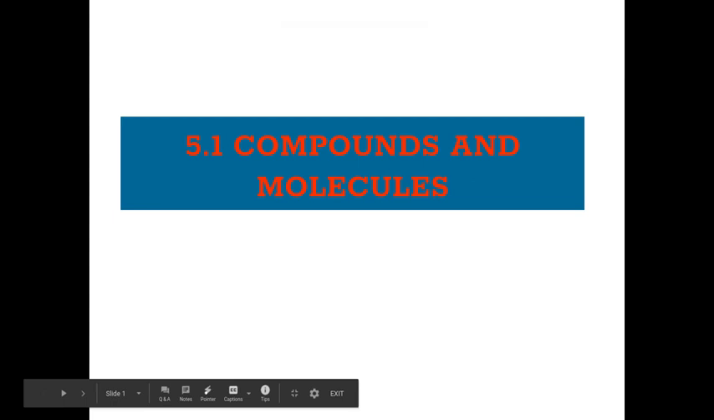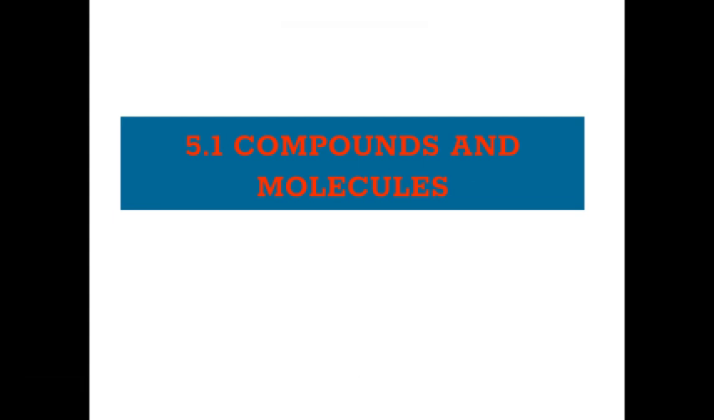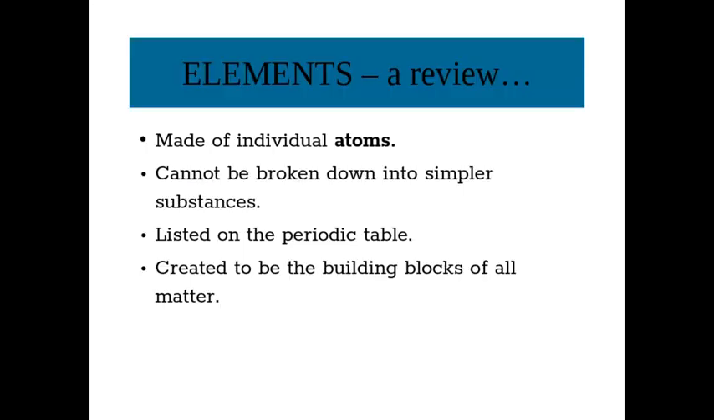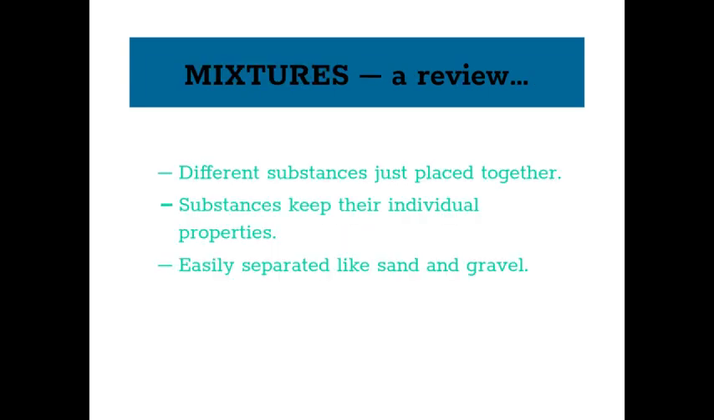Alright, guys, today I'm going to cover the beginning of chapter 5, so 5.1 compounds and molecules. So a couple of things just for review. Elements are made up of individual atoms. They cannot be broken down into simpler substances because they lose their properties. These elements are listed on the periodic table, and they are the building blocks of all matter.